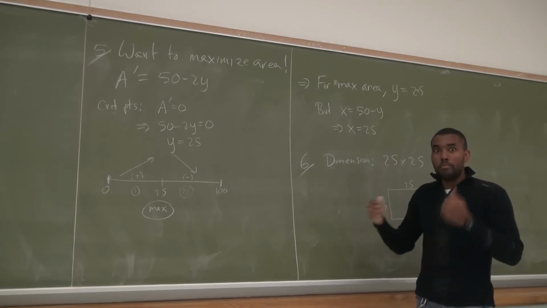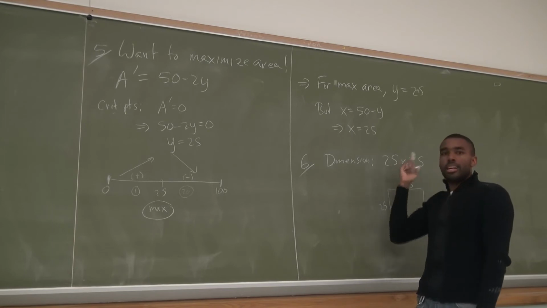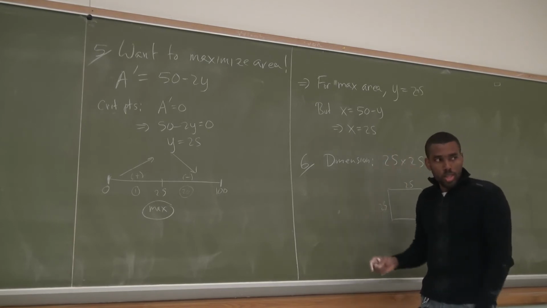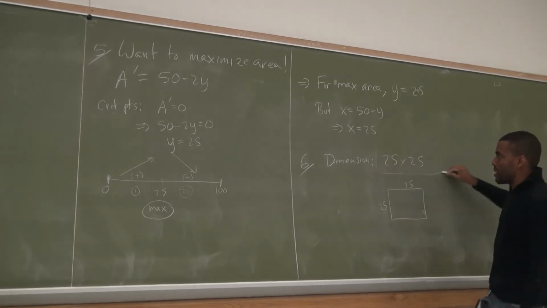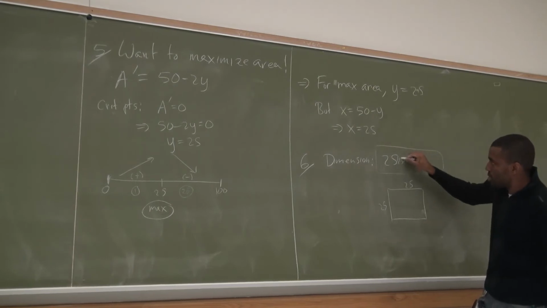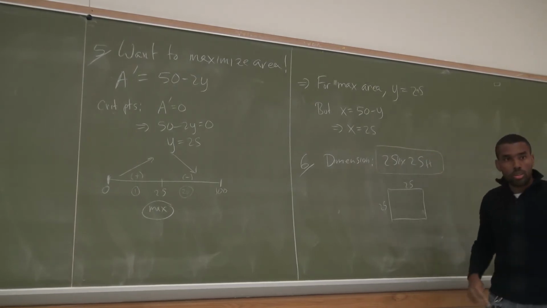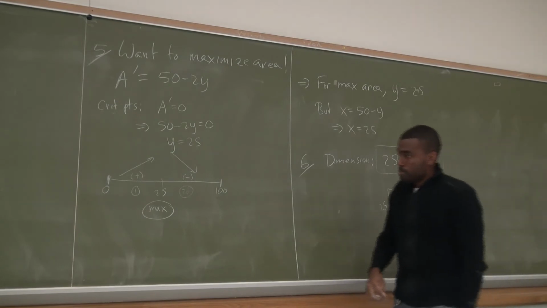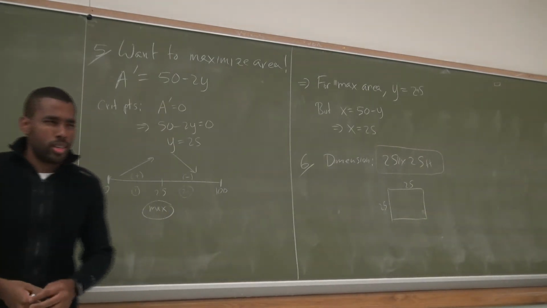The question asks for dimensions, which means they want you to tell you length times width, right? So you have to make sure you give them exactly what they're asked for. It has to be a 25 foot by 25 foot enclosure. Are there any questions on this?